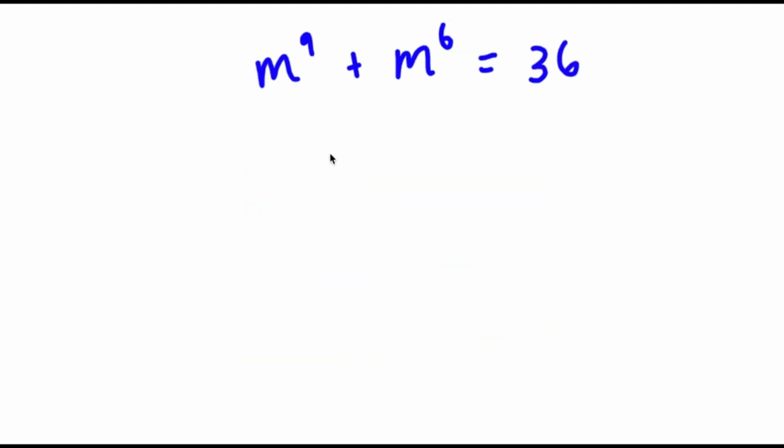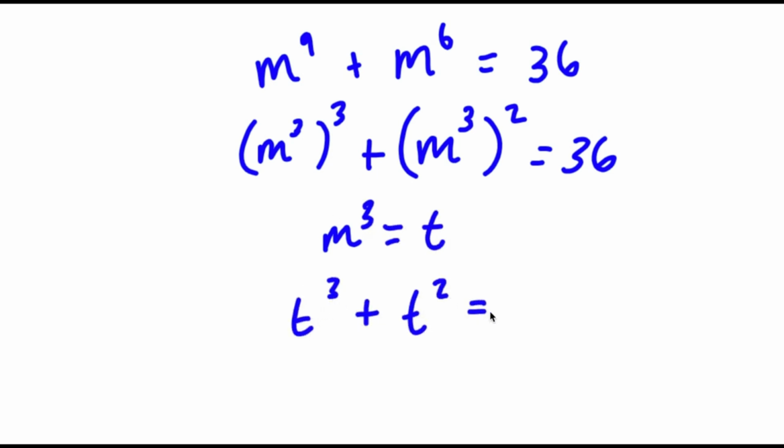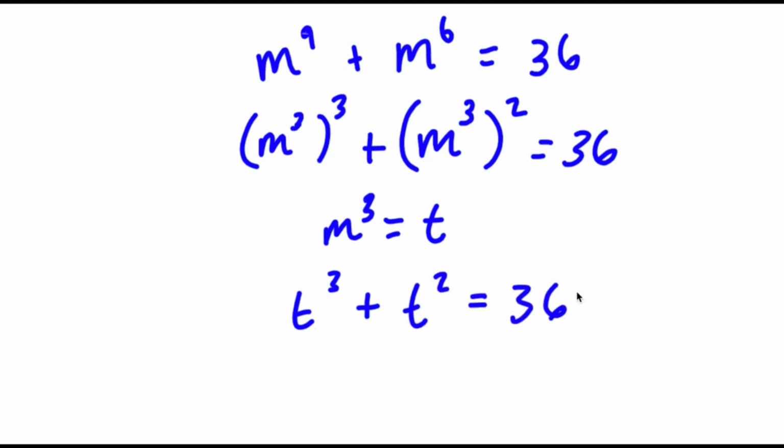Alright, so in this problem, I have m to the power of 9 plus m to the power of 6 is equal to 36. So I'm going to first rewrite m to the power of 9 as m to the power of 3 to the power of 3, and rewrite m to the power of 6 as m to the power of 3 to the power of 2. And this is equal to 36. Now I'm going to let m to the power of 3 equal to the variable t. So now I have t to the power of 3 plus t squared is equal to 36.